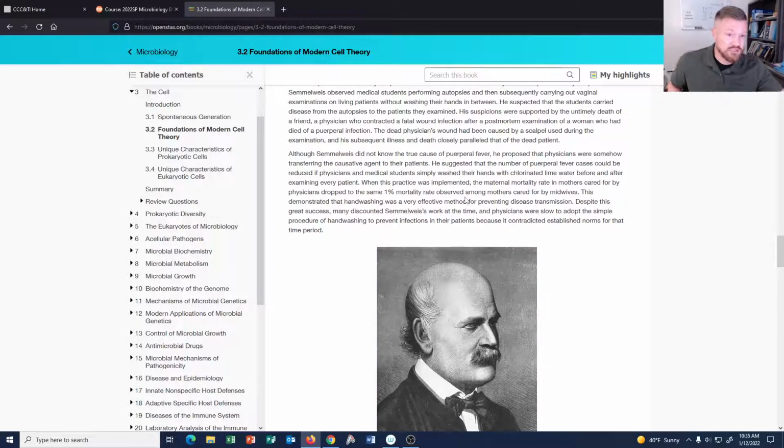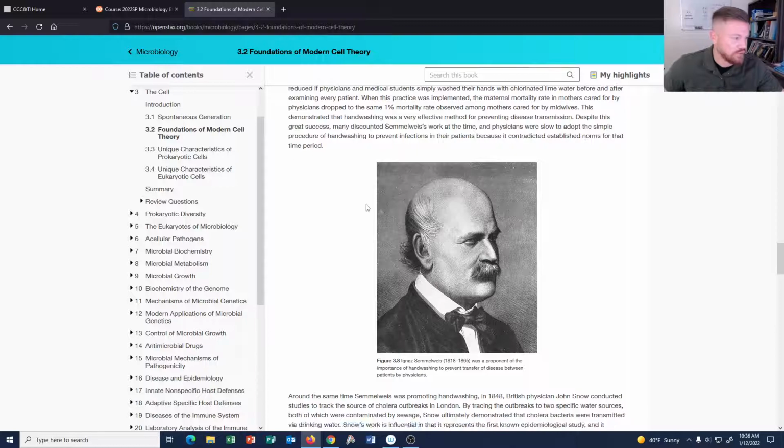Maybe the infant gets an infection and dies. And so again, this is another one of those where he proposed you probably should be washing your hands before you interact with another individual. People were like, this guy, what's he know? But then more studies confirm that that's probably a good idea, right? You should probably wash up.